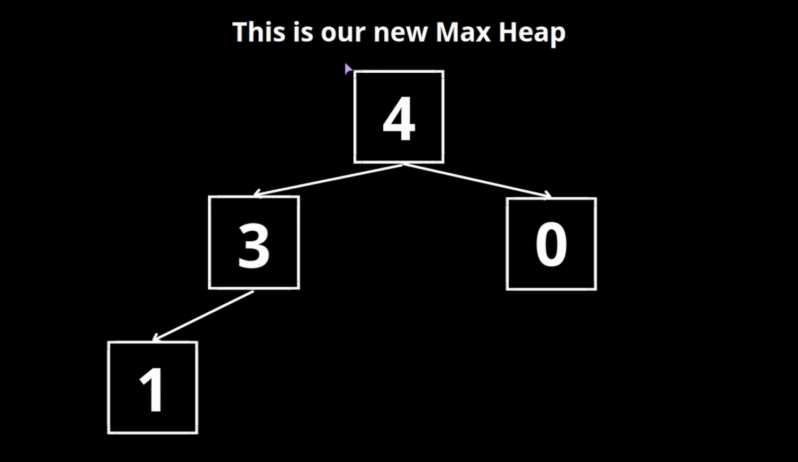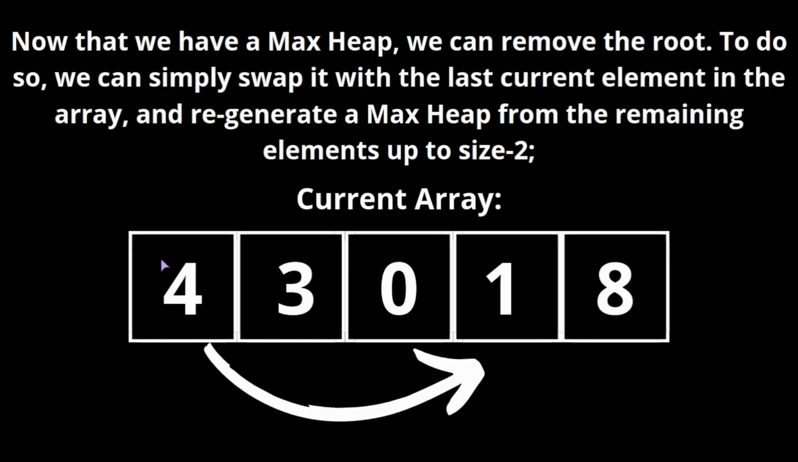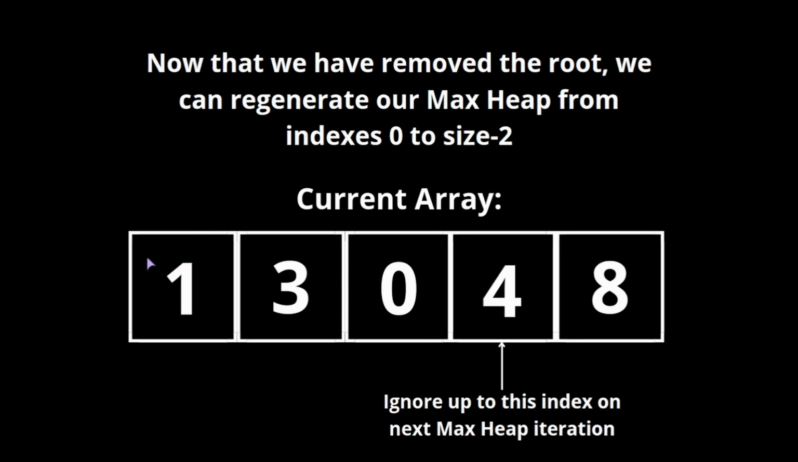And we're going to do the same thing: remove the head, swapping it with the last element. The representation of our array is the following: 4, 3, 0, 1, and 8 that is already sorted. Now we're going to swap 4 with size minus 2, and we have the following array: 1, 3, 0, 4, and 8. Up to number 4, it's already sorted. So from the next iteration, we're going to ignore number 4 and number 8.